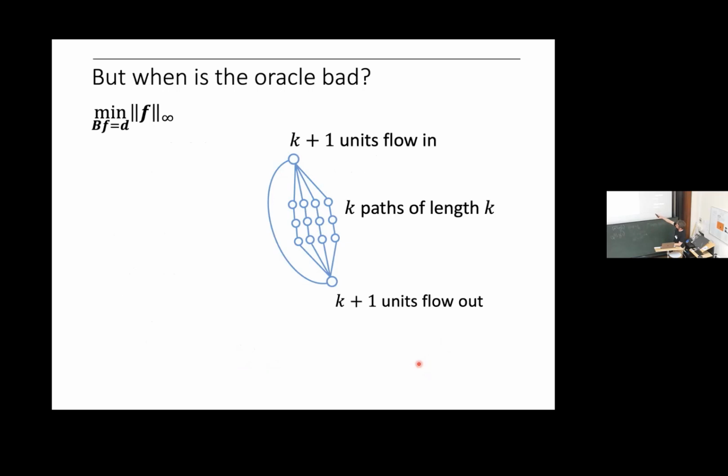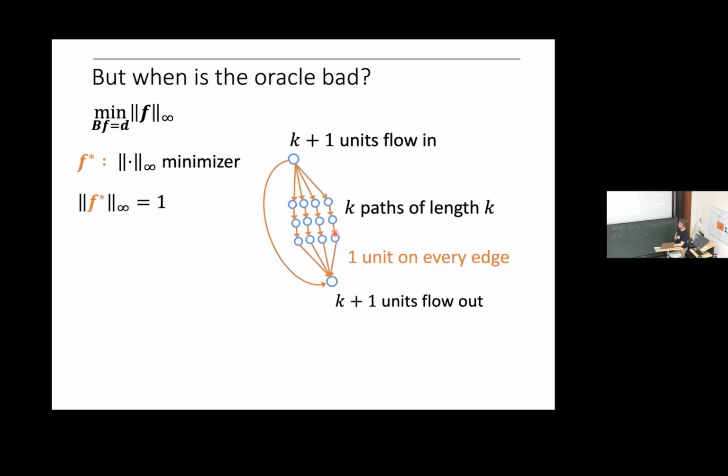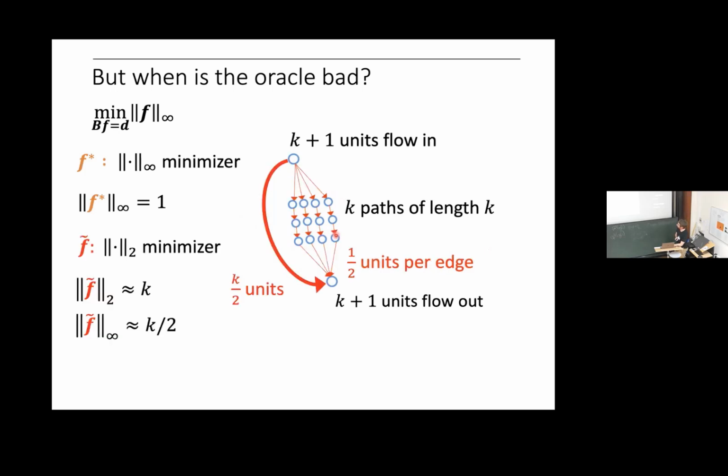So you have a graph that looks like this. You want to send k plus 1 units of flow from the top node to the bottom node. A max norm flow would spread this evenly across one path here and k paths over here, and then you would have 1 unit on everything. But the L2 minimizer, from its perspective, sees having one edge at length 1 as the same as having k edges at length k.